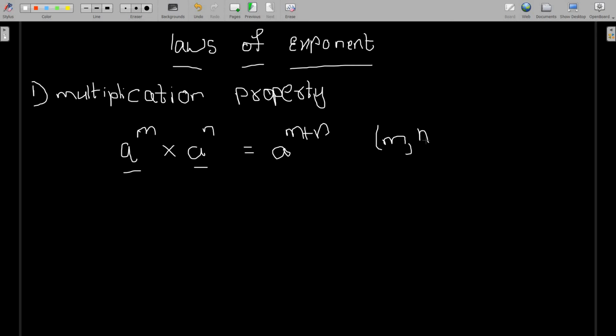Here m and n belong to integers. What is the integer symbol? Z. The integer symbol is Z. So here m and n belong to integers. Integers means they can be positive or negative, and also 0. M and n are integers here and A is called the base. So when both of the bases in the multiplication product are the same, the powers we are adding. How did this property come? Now we will see that.